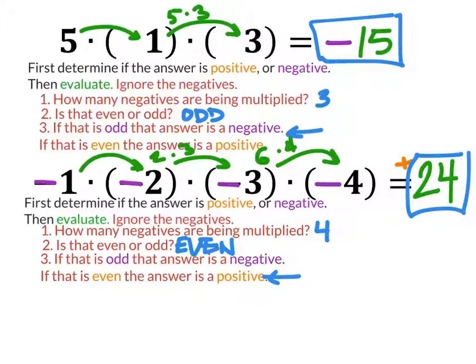Now, of course, we could do bigger problems like we did in the example for this, but these main questions will help you determine if the answer is positive or negative, and the rest is just really simple multiplication, guys. So you can do all the multiplication. I know you can. The part in green is just sometimes the negatives throw us off, but if we go through this process of figuring out how many negatives there are, if it's even or odd, and then determining if it's positive or negative, it allows us to ignore them.